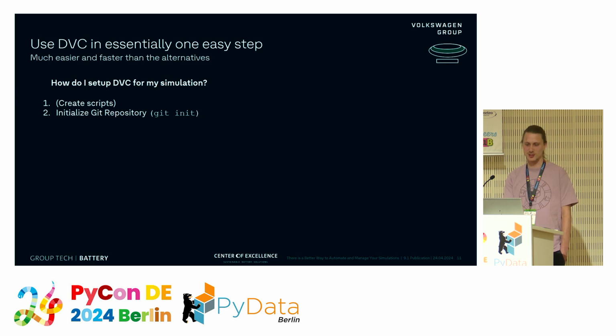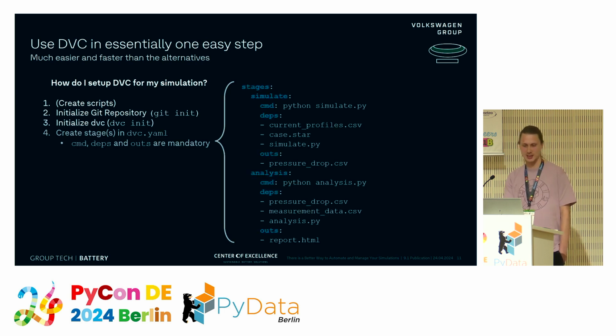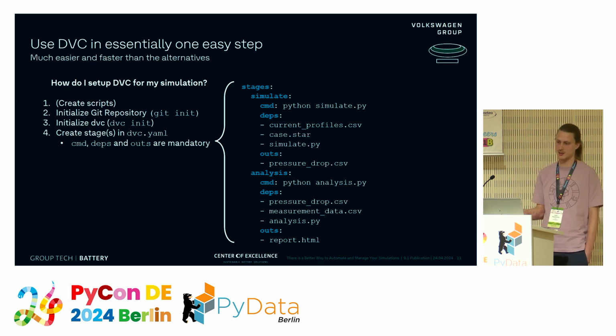And then we have to initialize our Git repository, initialize our DVC, and then we create the stages in the DVC YAML file. And there are three things that are mandatory. It's the command, the dependencies, and the output.